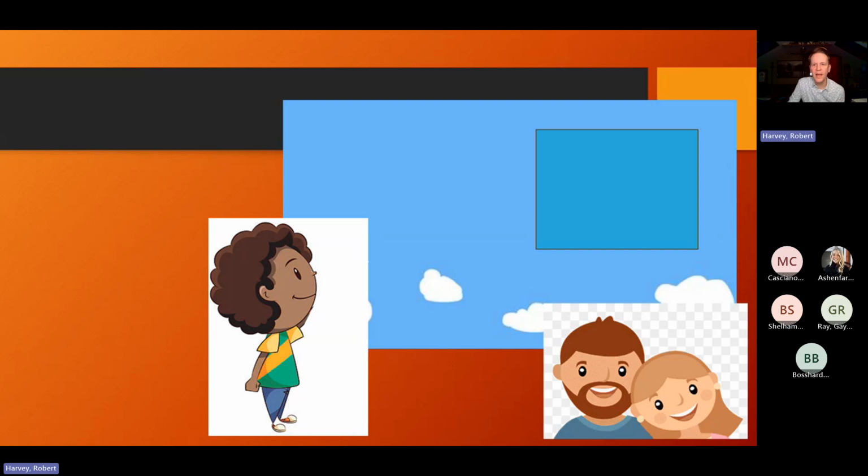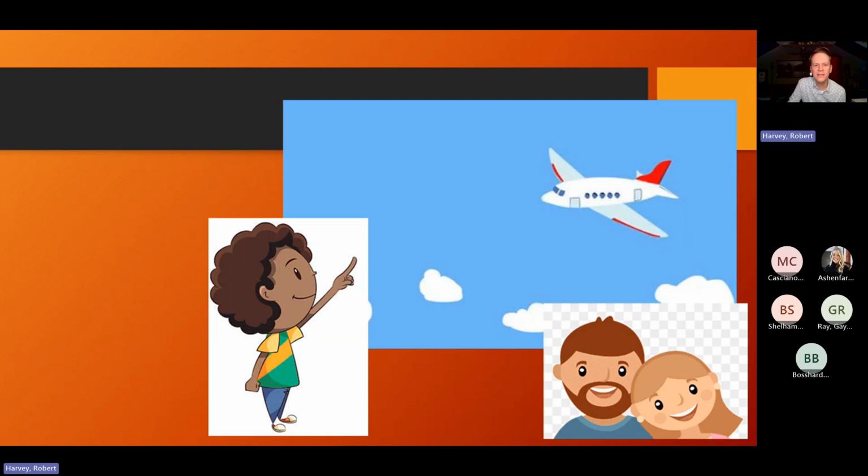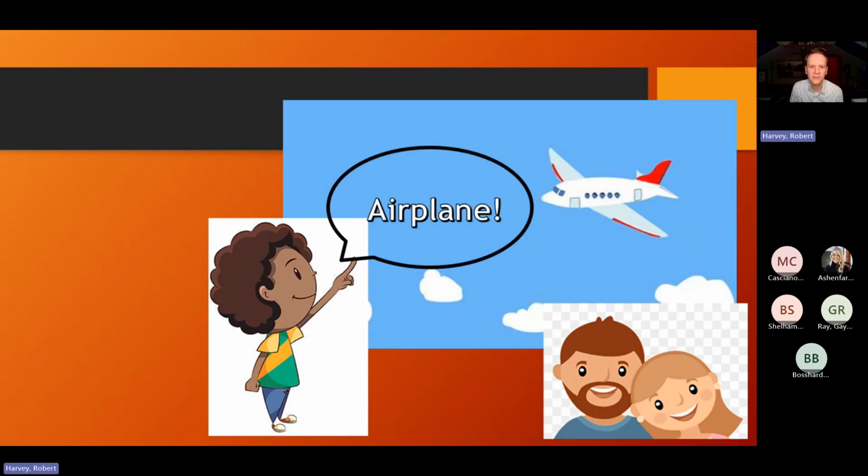All right, so here we have this boy. An airplane flies through the sky. He points and he says, airplane. Now I would like someone to unmute perhaps and say what was the discriminative stimulus, or what was the reason, what made the child say airplane and point at the airplane? He saw the airplane in the sky. Yes, good. Well done, Chelsea.